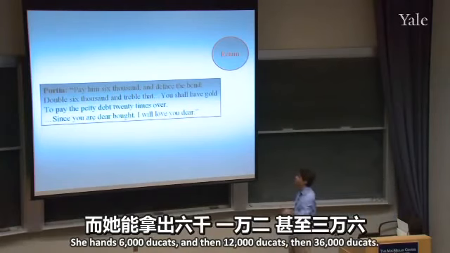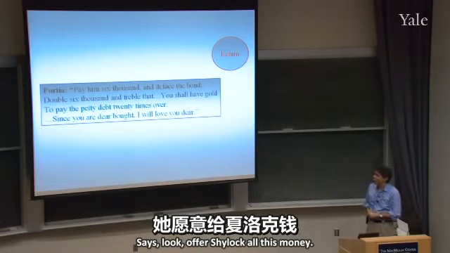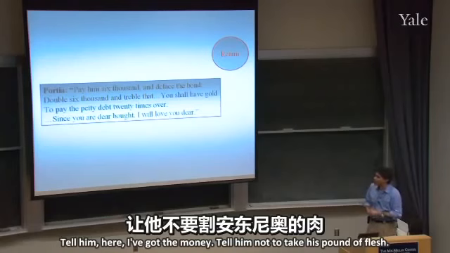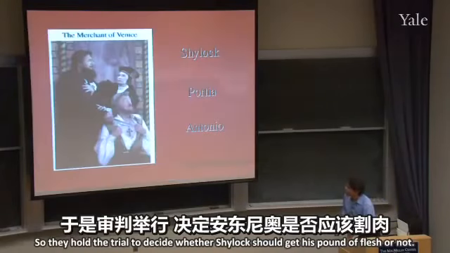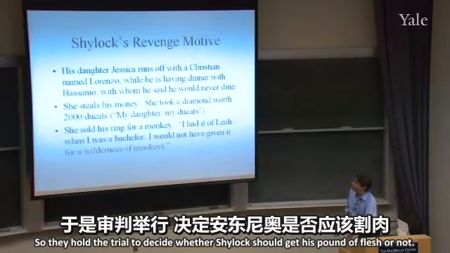She hands over 6,000 ducats, and then 12,000 ducats, then 36,000 ducats. Says, look, offer Shylock all this money. Tell him, here, I've got the money. Tell him not to take his pound of flesh. So they hold a trial to decide whether Shylock should get his pound of flesh or not.